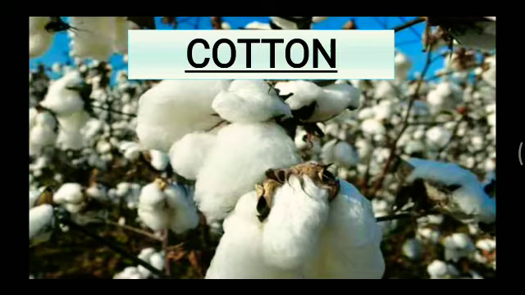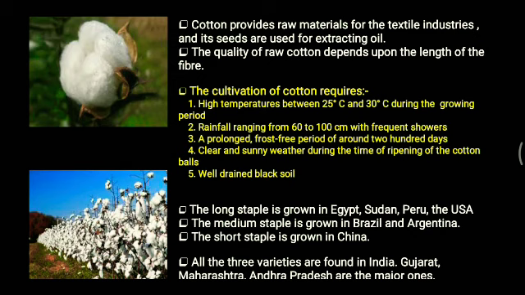First thing that we have is cotton. Cotton is the most important fiber crop. Cotton provides raw material for the textile industries, and its seeds are also used for extracting oil. The quality of raw cotton depends upon the length of the fiber. It can be short staple, medium staple, and long staple. So basically there are three types of length: short, medium, and long. The best among them is the long staple.